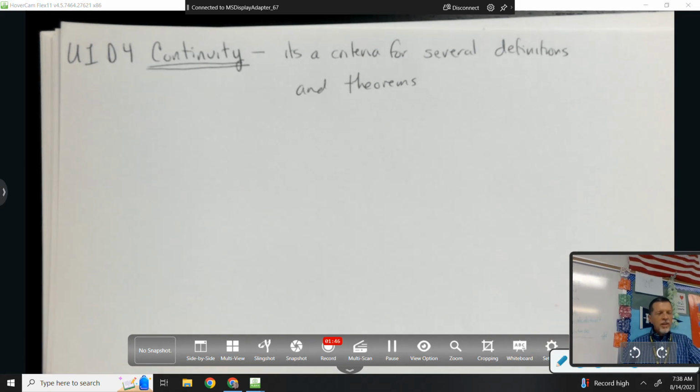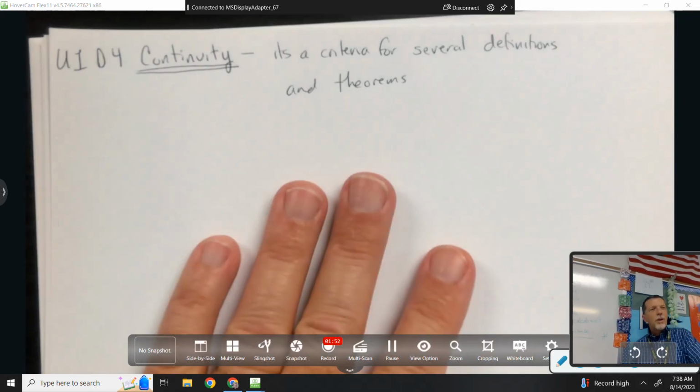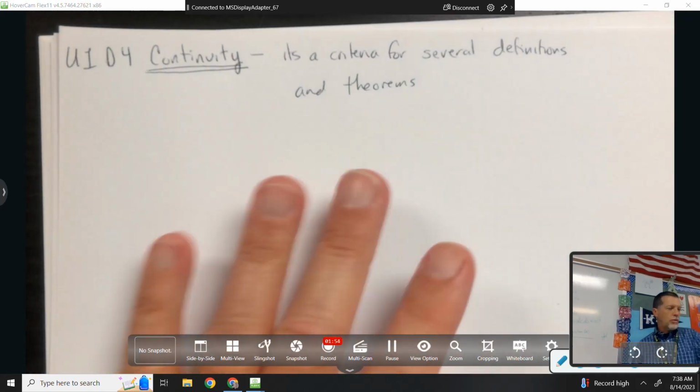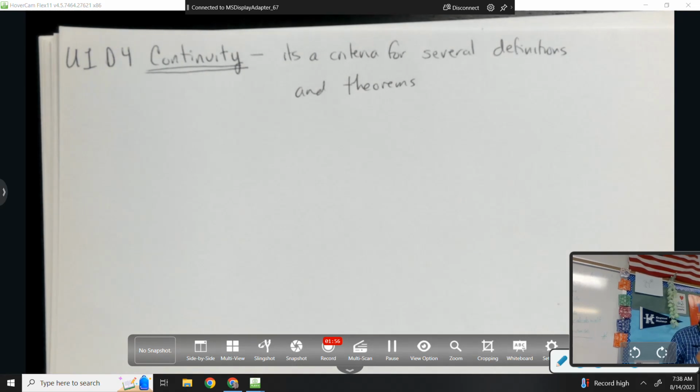Limits, they're important, but we don't keep using them. They're not the foundation of everything. Well, in some ways they are, but you don't have to keep showing them. Continuity you do. So we've got to make sure we understand it well.